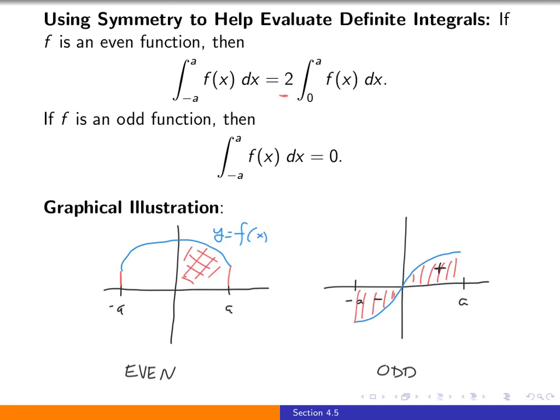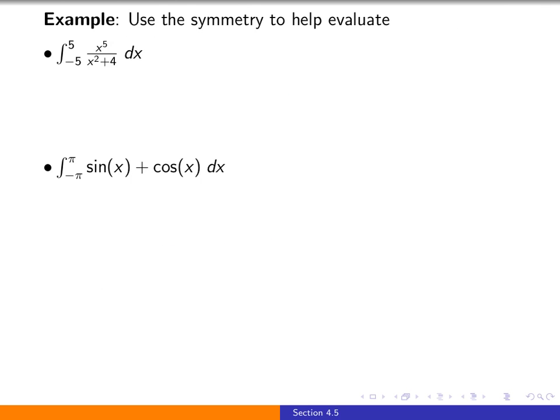So let's look at a few examples. Let's use symmetry to evaluate the following. The first is a definite integral from minus 5 to 5, so it has to be of this form, minus a number to the number, of x to the 5th over x squared plus 4.